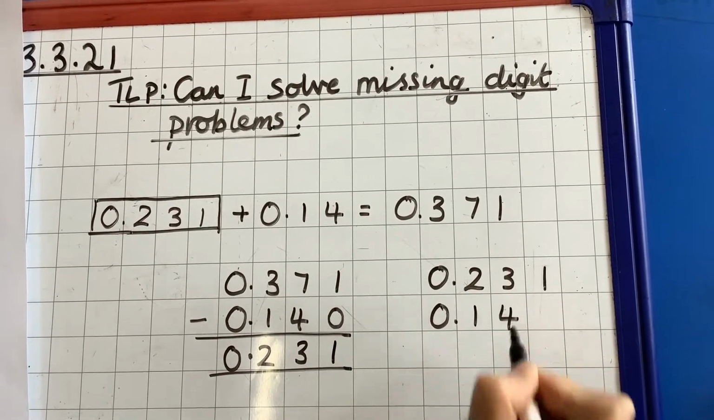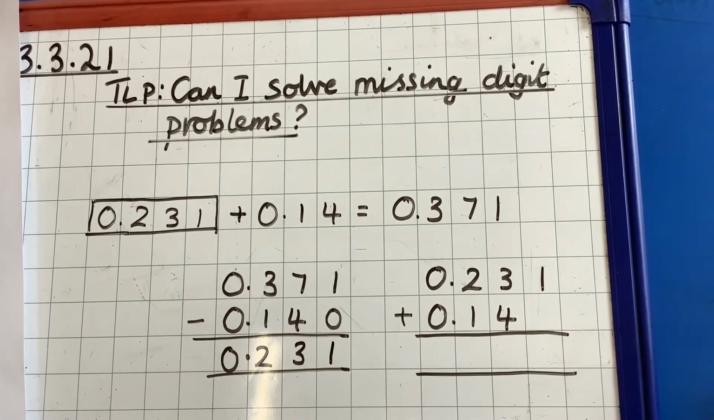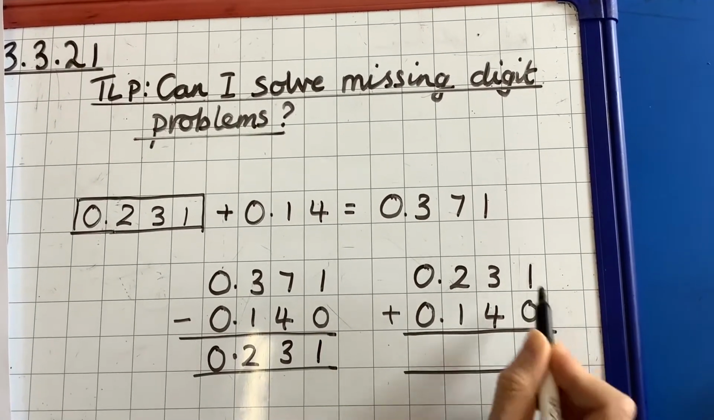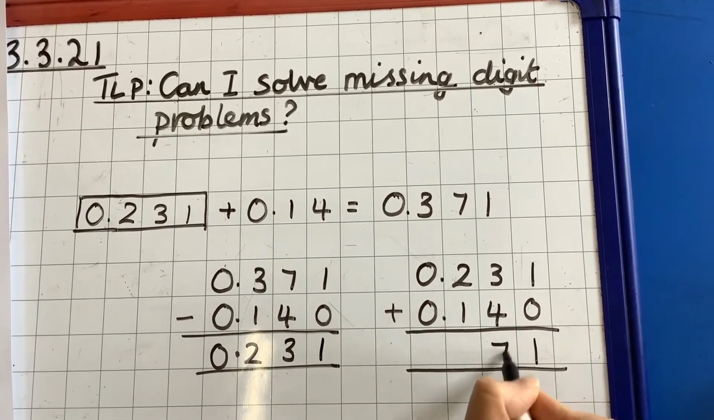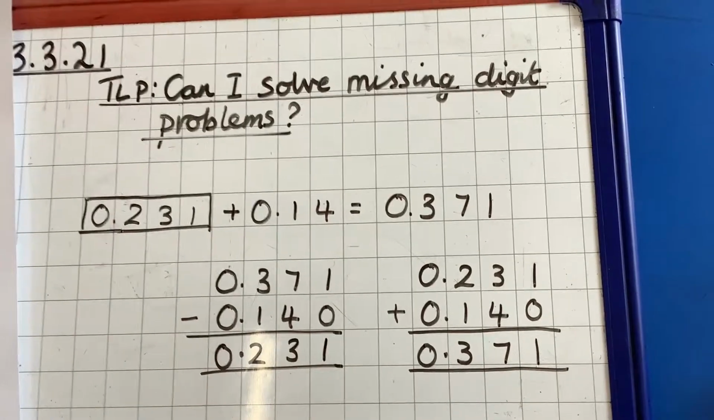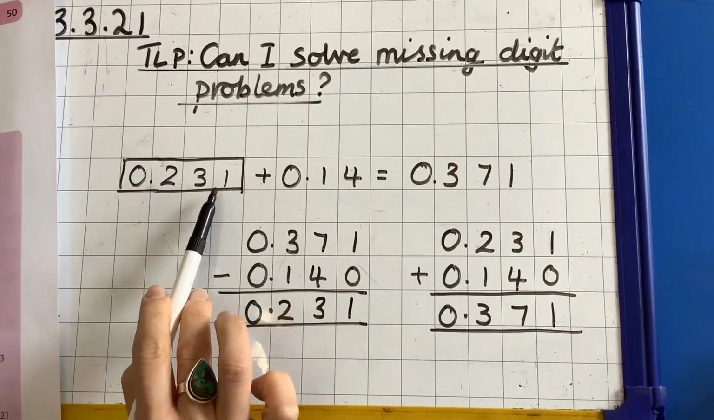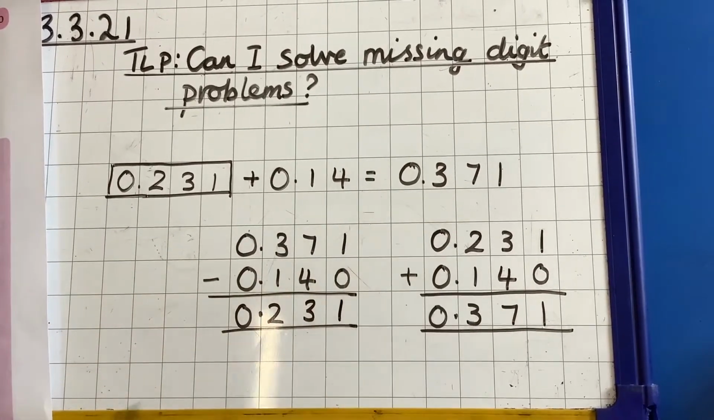Always line up your decimal points, always line them up. So I'm doing an addition to check. Let's do a placeholder again. 1 plus 0 is 1, 3 plus 4 is 7, 2 plus 1 is 3. Hooray! I got to the right answer, so I know that actually 0.231 plus 0.14 equals 0.371.